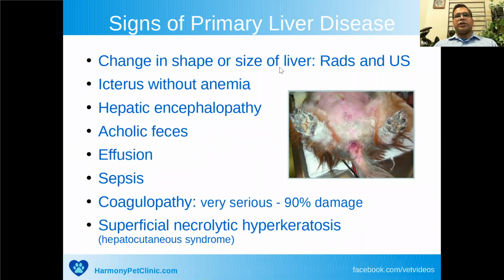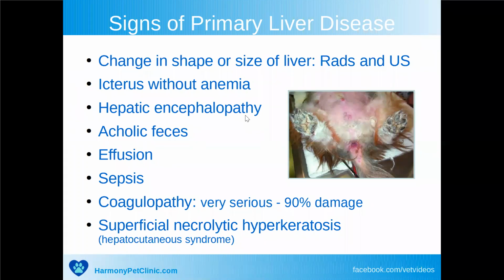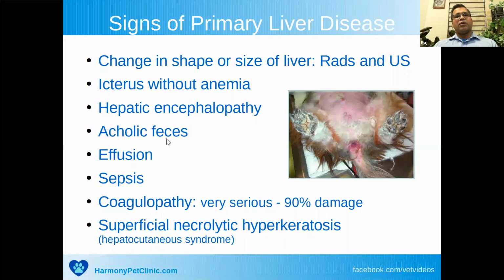In addition to change in shape and size of the liver, there are many other signs of primary liver disease, like icterus or jaundice without anemia. That means it's either of hepatic origin or because of biliary obstruction. Hepatic encephalopathy, the nervous system signs, mostly comes from primary liver disease. Acholic feces, that means white-colored feces, mostly comes from liver disease. Effusions in the body cavities: sometimes with liver disease, albumin goes very low, leading to decreased osmolality of the serum, and fluid oozes out into body cavities.